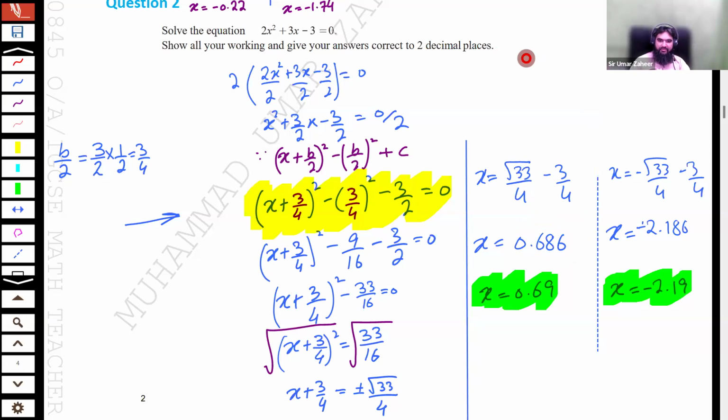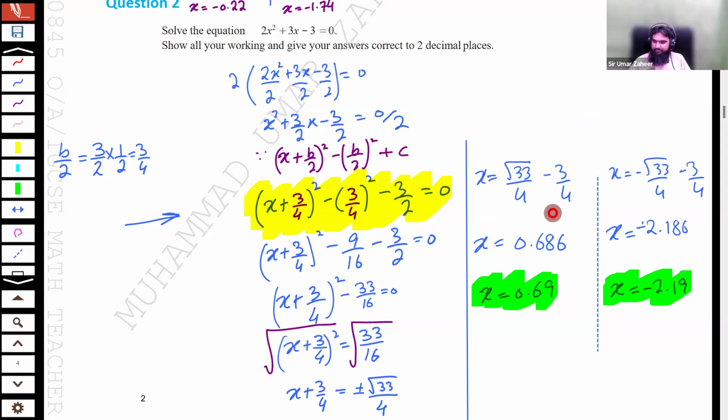So it depends upon the situation. If the examiner asks you to write the answer in decimal, you must do so. And if there's nothing here and he just says to solve the quadratic equation, then obviously you can leave the answer till here, but obviously the decimal form is going to be better.